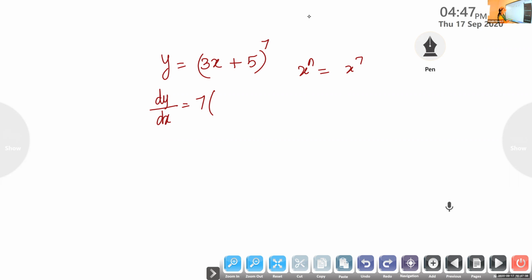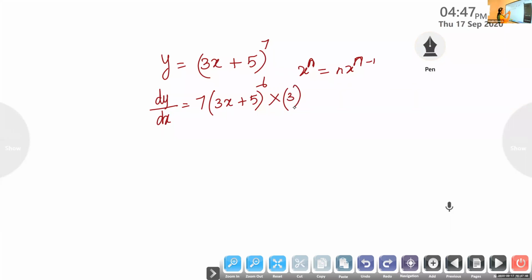Krishna Chandran, can you help him? Krishna: 7 of 3x plus 5 into 3. Whether we'll be having anything in the power? No. If it is x raised to n, how do you write? Raised to 6. Okay, put the power in the front and reduce the power by 1, into 3. It's correct.